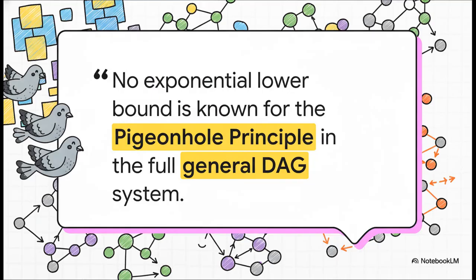And here it is, stated formally. For that classic, canonical pigeonhole principle problem, no one, not a single person, has ever managed to prove that it requires exponentially large proofs in the full general DAG resolution system we use today. We've proven it for all the crippled versions, but for the real thing, nope, still unsolved.